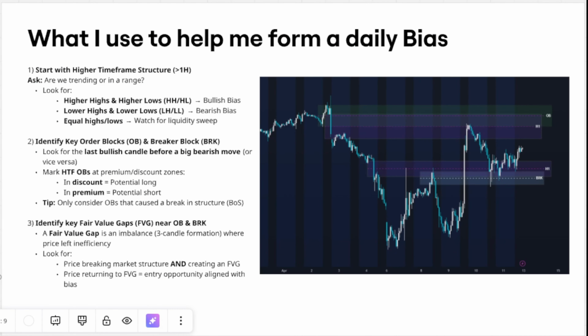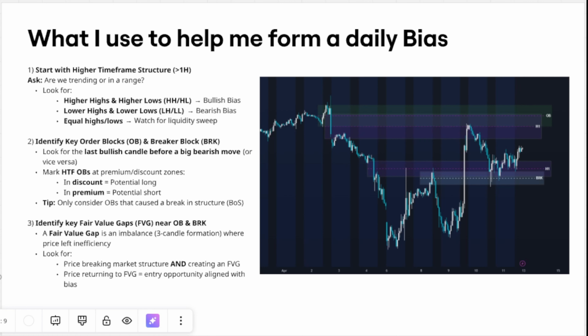Now let's jump in on how I form my daily bias. To keep this very, very simple, I only use two things: higher time frame order blocks and breaker blocks, and then sometimes fair value gaps. First thing, I do not look at anything under 1 hour, and nothing above 4 hours. For intraday trading, I usually find 4 hour and 1 hour. 1 hour is usually the best time frame to use. And if I don't find anything in the 4 hour or 1 hour time frame, I do look down to 30 minutes, but usually you can find something within 1 hour.